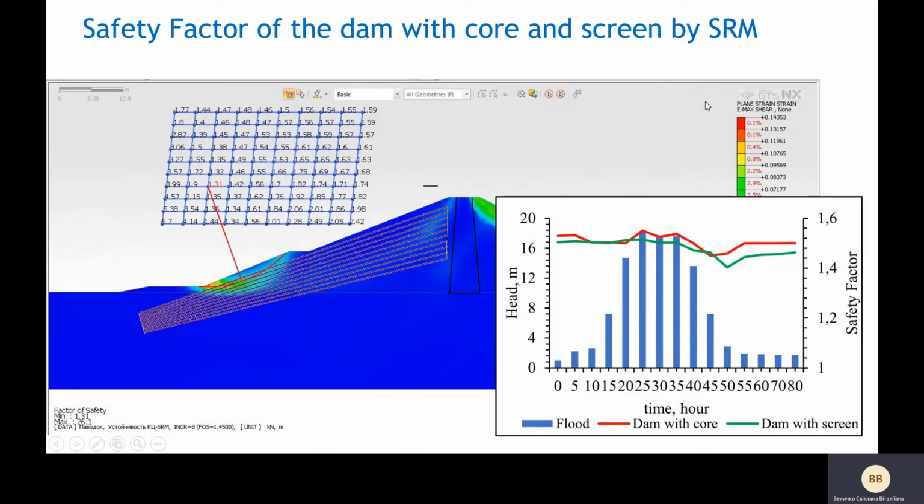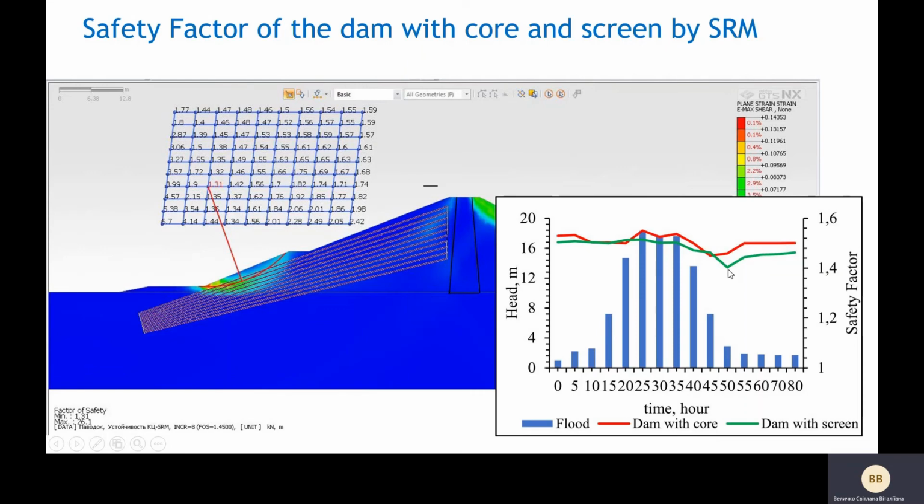Dam stability simulated by SRM demonstrates a similar trend of safety factor changes as the calculation by the stress analysis method, with the maximum value at the highest water level in the reservoir and the minimum value at the end of the flood, 50 hours.